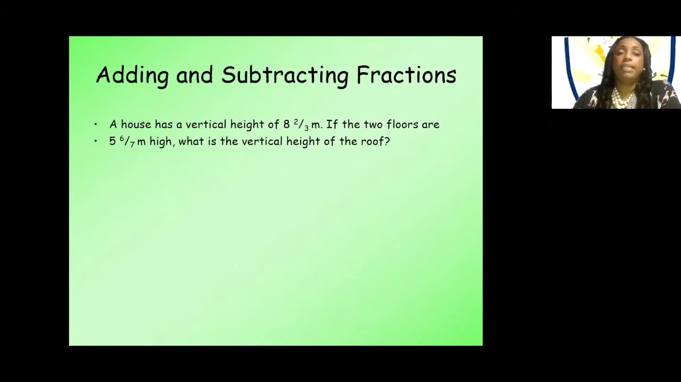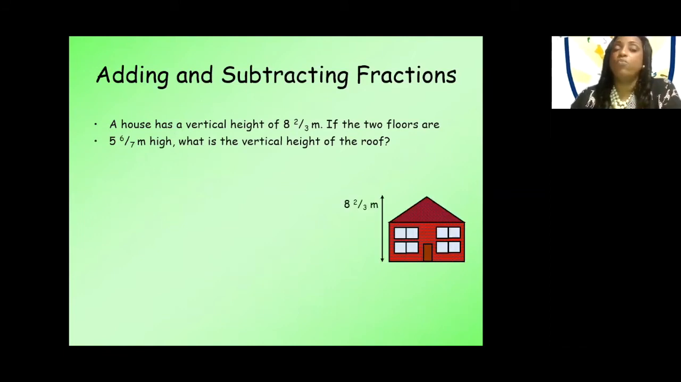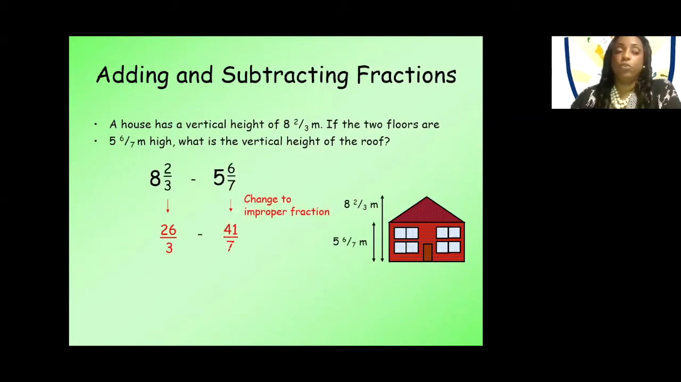Okay, going to my next slide. You have another worded problem coming at you. Another real life situation we have to deal with. Don't you just love real life situations? I do. It says a house has a vertical height of 8 2/3 meters. If the 2 floors are 5 6/7 meters high, what is the vertical height of this roof?